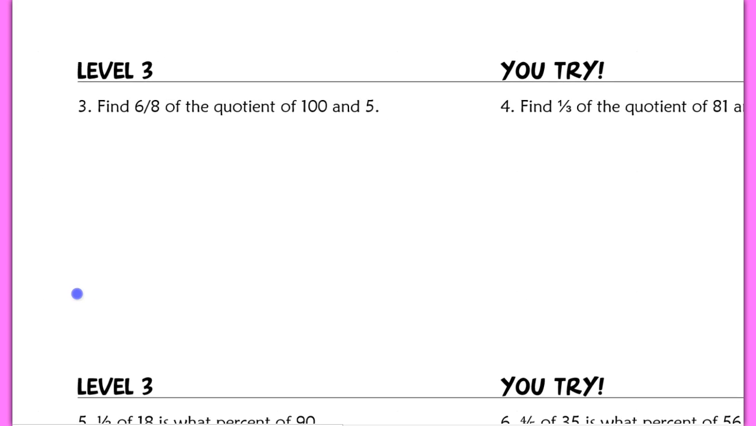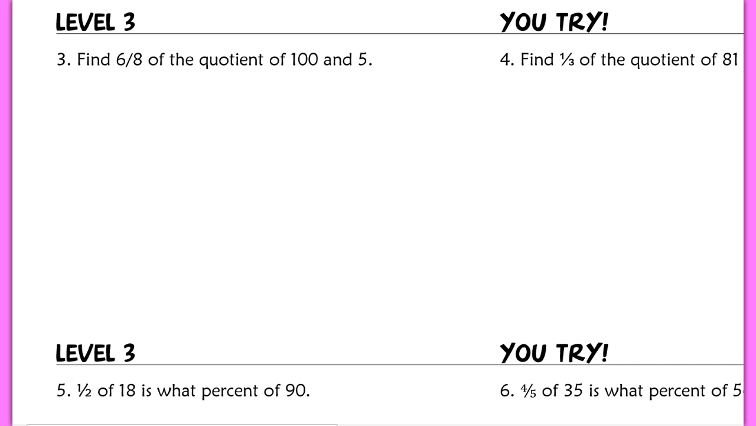Now in number 3, another two-step problem, it says find 6/8 of the quotient of 105. So we're going to find 6/8 of this number here. Okay, what is the quotient of 105? That's our first question we need to answer. So what is the quotient of 105? 100 divided by 5 would give me the quotient 20. So 20 is my quotient, and now I want to find what is 6/8 of 20.